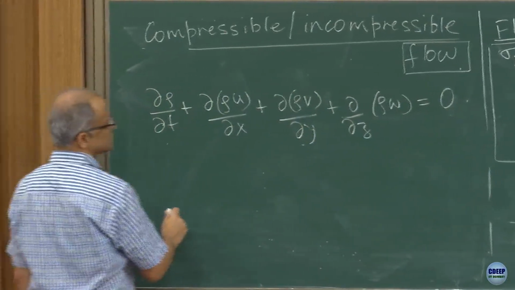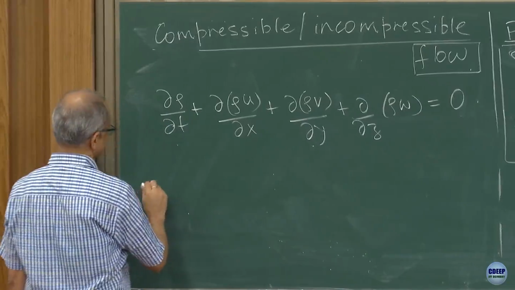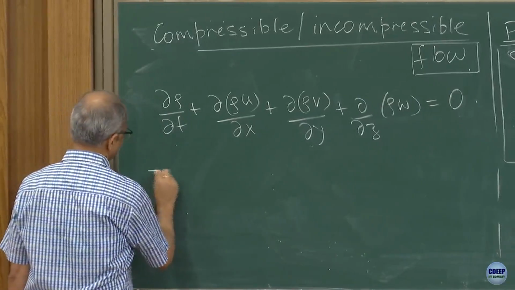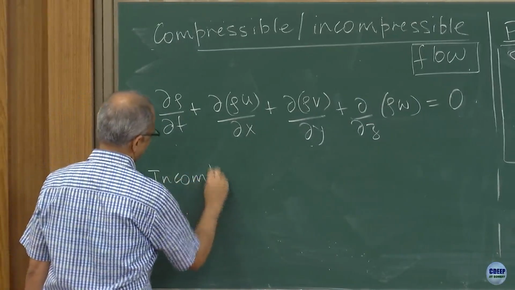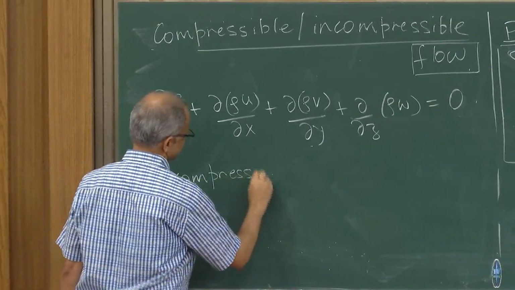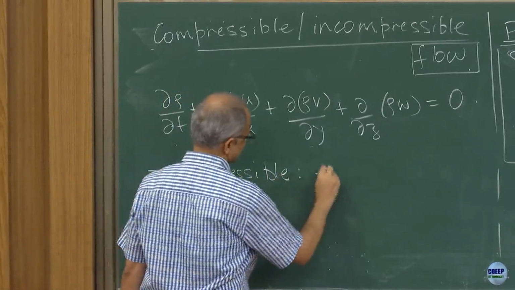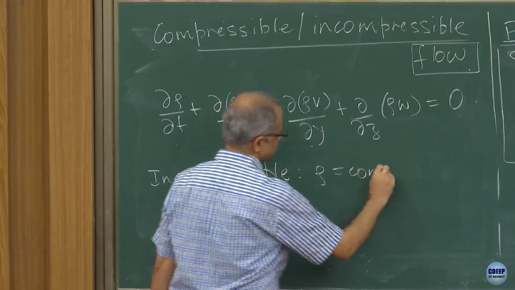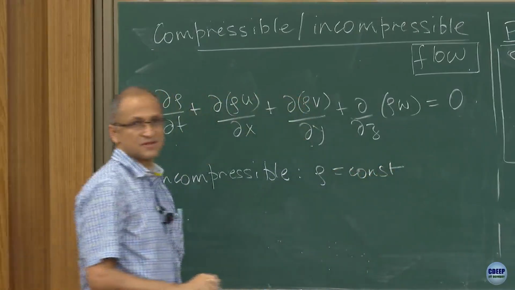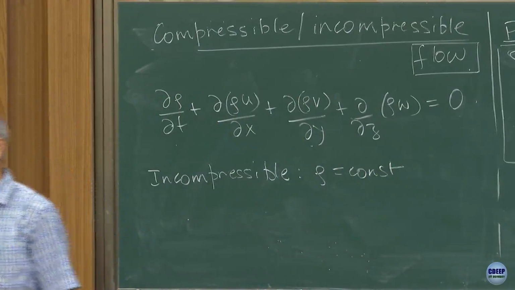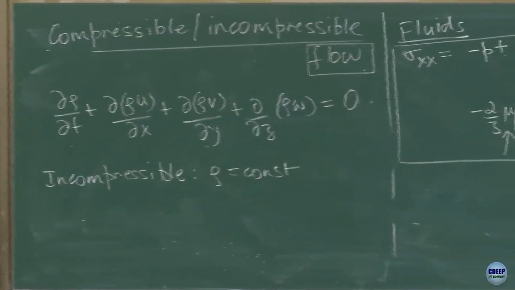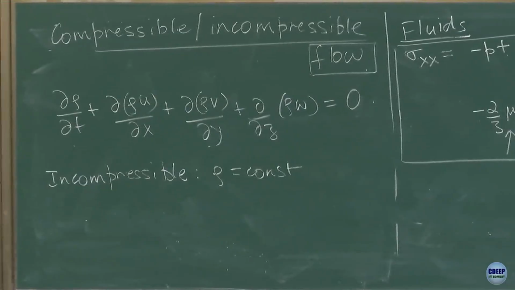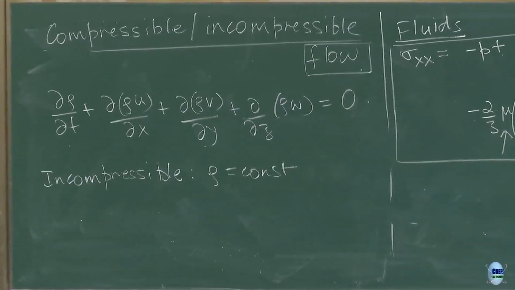So for incompressible flow, we are going to say that rho is constant. This is how an incompressible flow is defined. Incompressible flow is where the density is constant in the flow. If the density of the flow is constant, it is an incompressible flow.